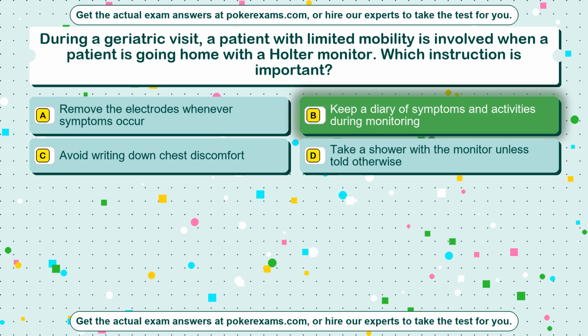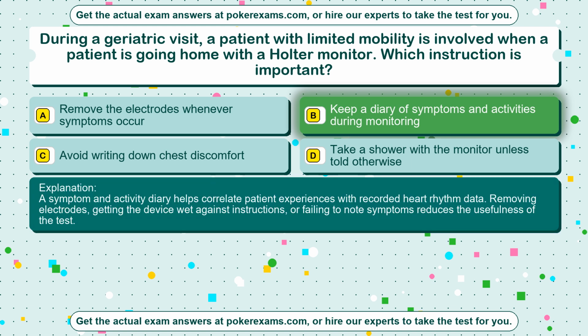The correct answer is option B, keep a diary of symptoms and activities during monitoring. A symptom and activity diary helps correlate patient experiences with recorded heart rhythm data. Removing electrodes, getting the device wet against instructions, or failing to note symptoms reduces the usefulness of the test.